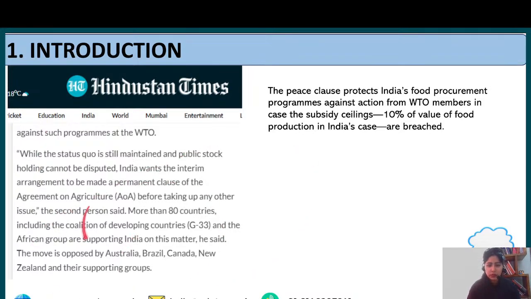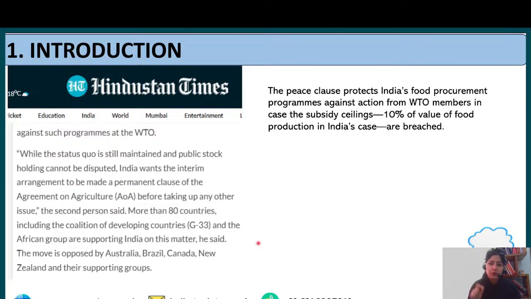Alright, so that's why there was this article in the HT. Kindly read this out: many moves opposed by Australia, Brazil, Canada, New Zealand, etc. on India's move regarding public stockholding. Now, first thing, India provides subsidies for production of agriculture. Secondly, we also have public stockholding of food grains, because as I told you a few lectures ago, India is very much afraid of a famine. India is very much afraid of food grains being a problem when it comes to feeding its population. Hence, we maintain public stockholding of food grains under the National Food Security Act.